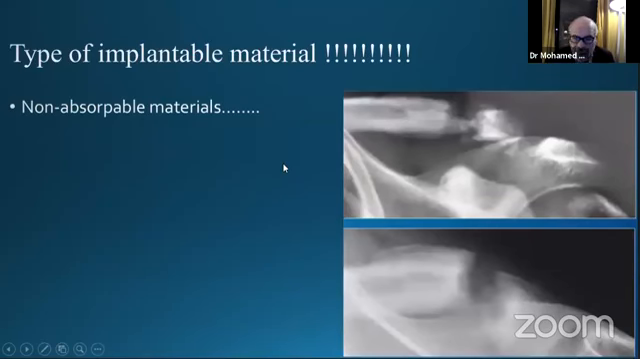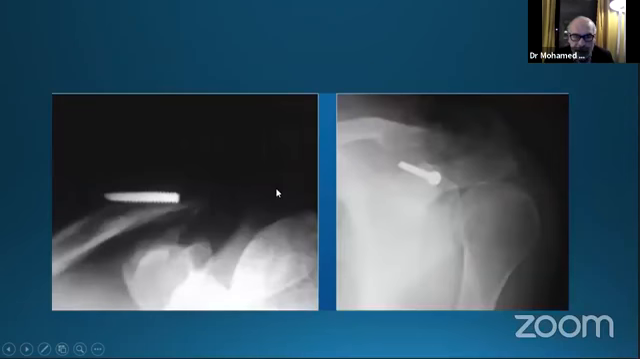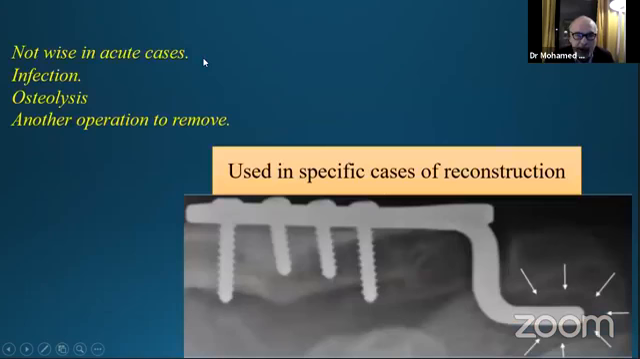Regarding the implant, in case of implanted surgeries, the non-absorbable material has a lot of complications. It may be broken, as with the Bosworth screw, and it is the hooked blade. It is not wise to use it in acute cases. Also, it may be subjected to infection and osteolysis, and it needs another operation to be removed. So it is used in specific cases of reconstruction.